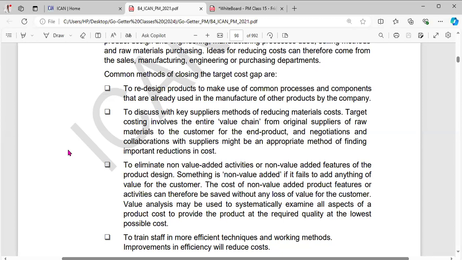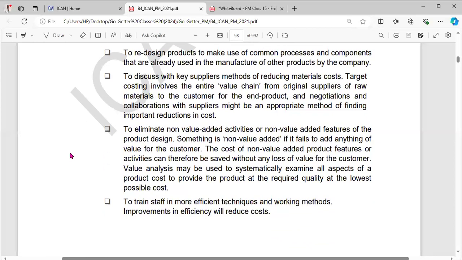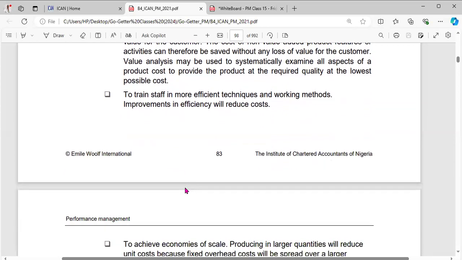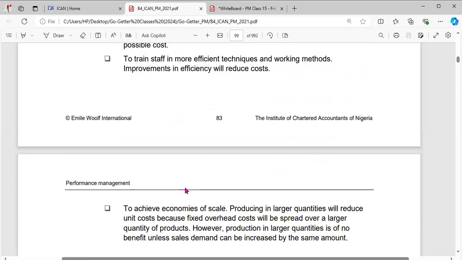Then we eliminate non-value added activity or non-value added features of the product. Something is non-value added if it fails to add anything of value to the customer. So the cost of non-value added product features or activities can therefore be saved without any loss of value for the customer. Then you need to train your staff in more efficient techniques and working methods so that the cost of your product will not be high because of wastage.